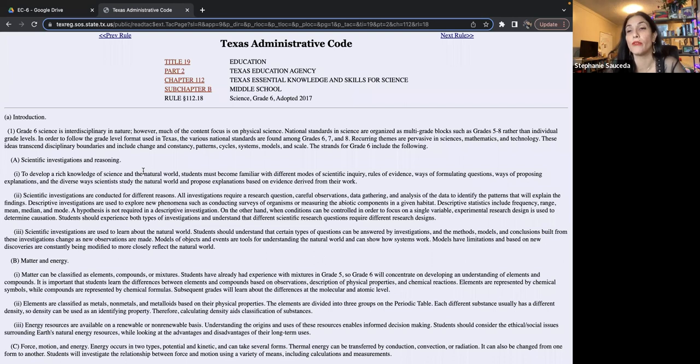Recurring themes are pervasive, so they get recurring themes in math, science, and technology, because we're trying to show them how there's overlap, and science isn't just science and math isn't just math. We need so much of math in science in order for science to be science. We need so much of each of these. And so that's where the change came.